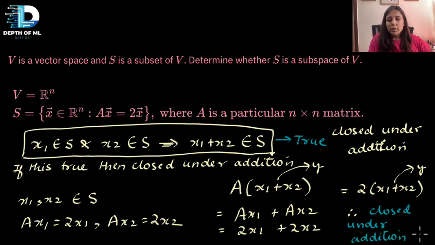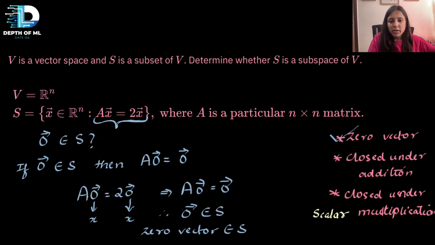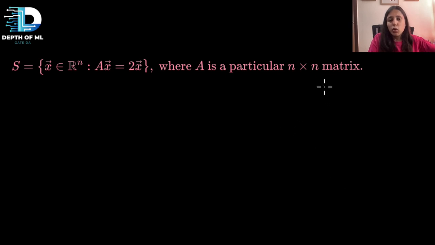Fine. Now we have checked 2 out of 3 conditions. So we have checked whether the 0 vector exists. We have also checked whether this is closed under addition or not. Now we have to see whether this is closed under scalar multiplication.